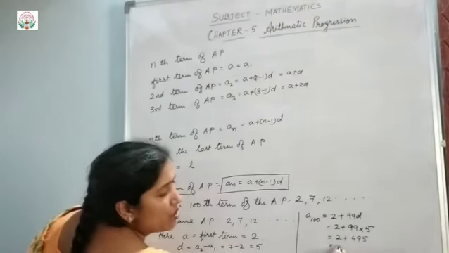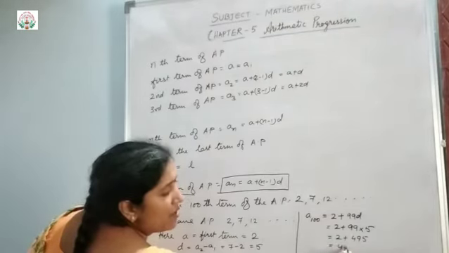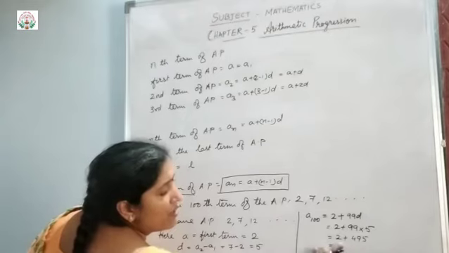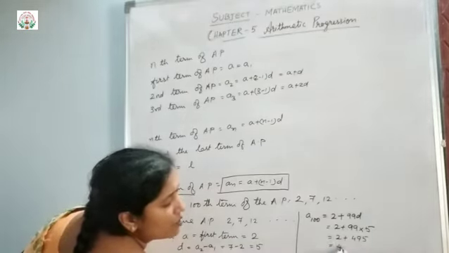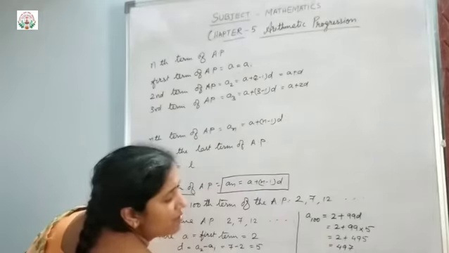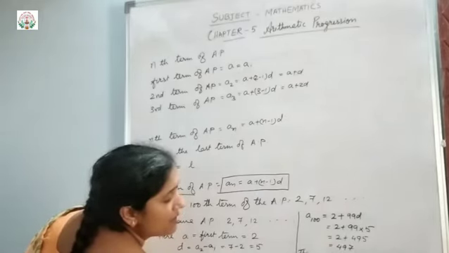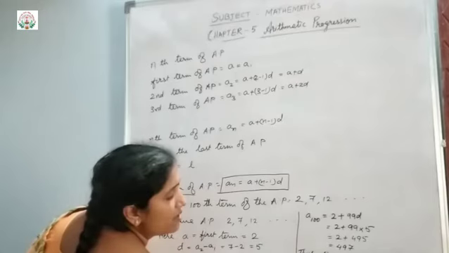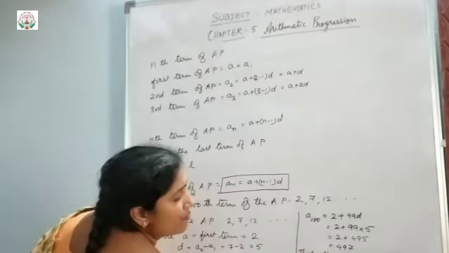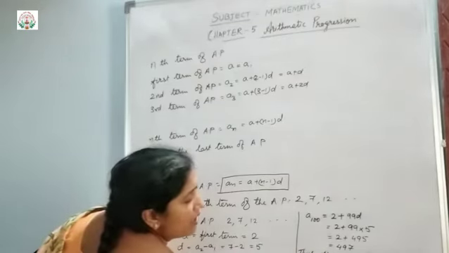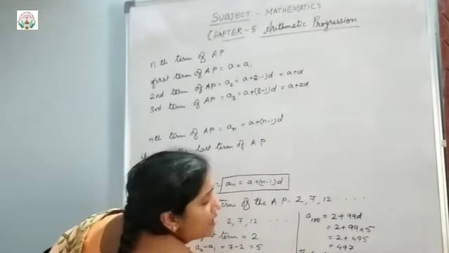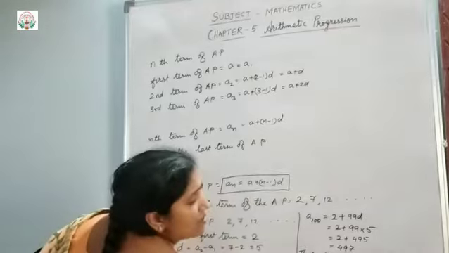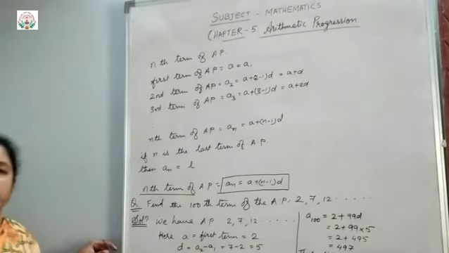When you add, how much do you get? 497. Only 2 is added there. So you can write that the 100th term of the AP is 497. Answer. Clear? Understood, children?